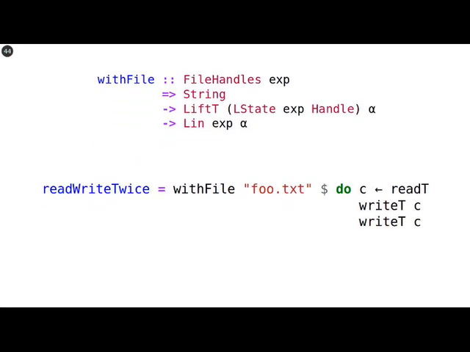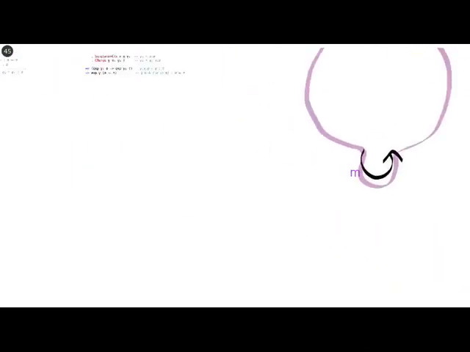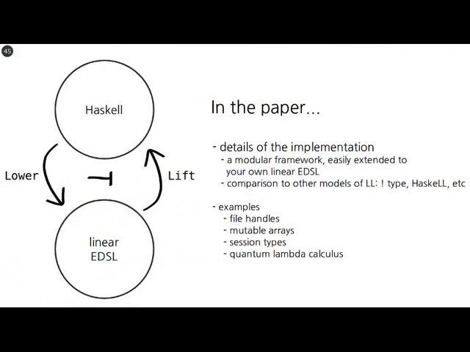And then our read write twice example, the argument is just a monadic computation on the state transformation. Sorry, on the state monad. And so that's exactly the story.